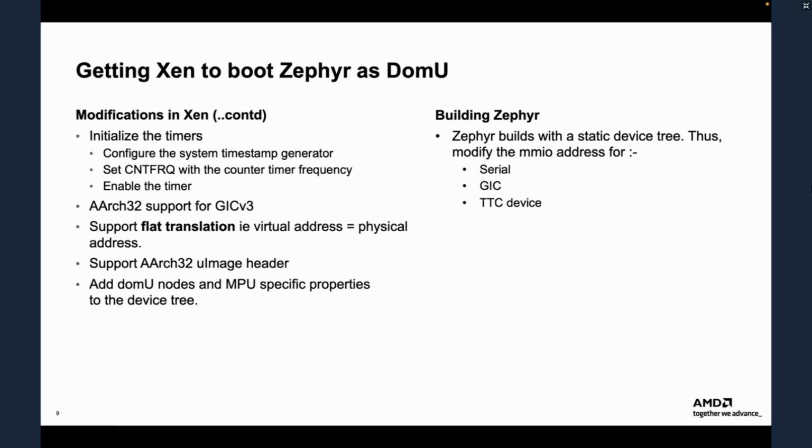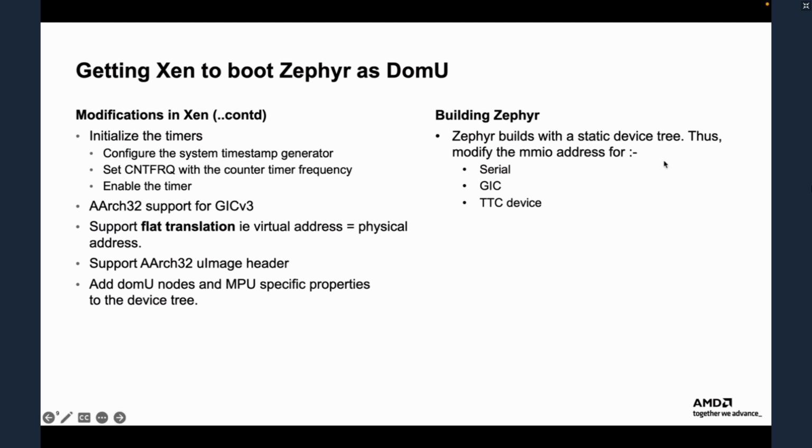And since Zephyr didn't support any zImage format, we had to use an external UImage header on top of the Zephyr binary. And we had to support the probing of the UImage32 header by Xen. And then we added the DomU nodes and the MPU specific properties to the device tree. I will show you the device tree in the later part of the presentation.